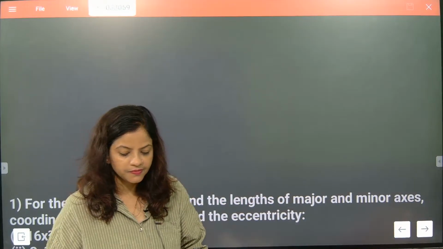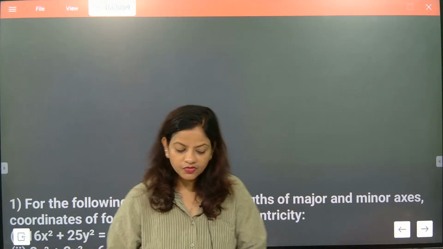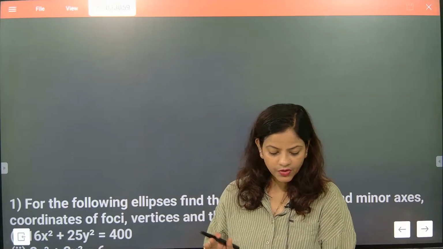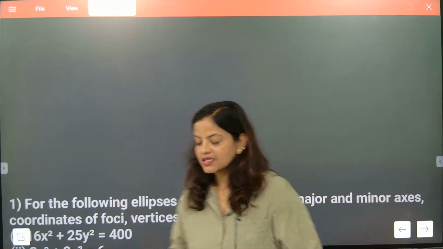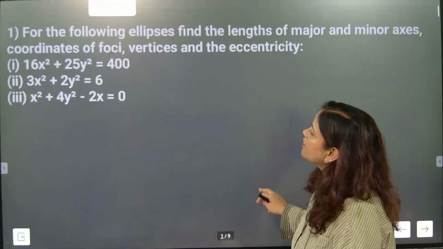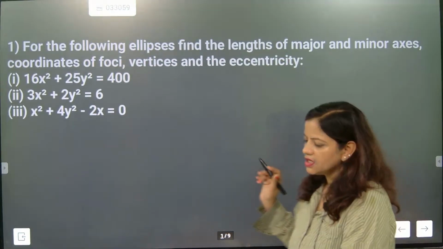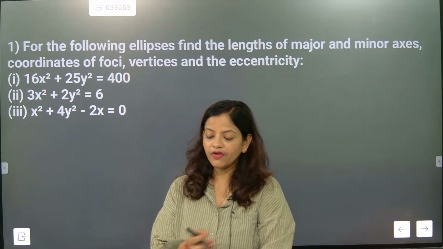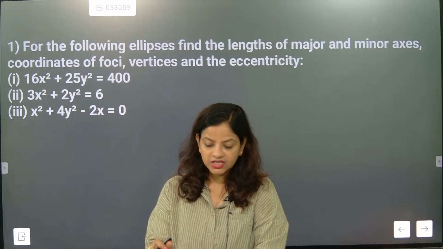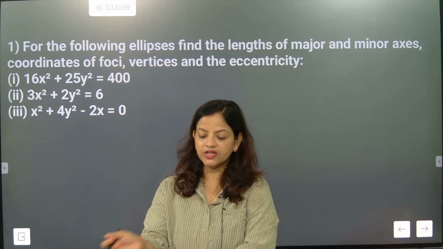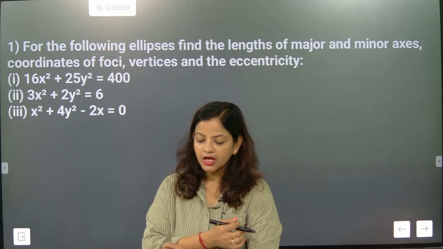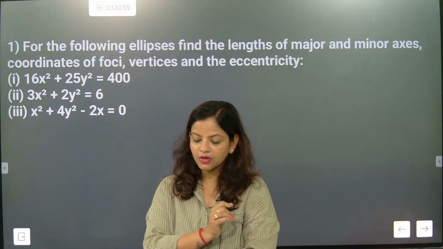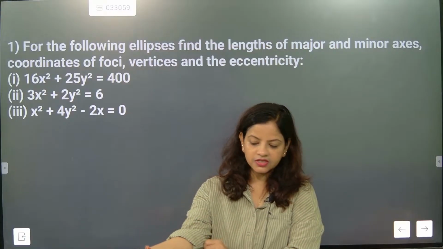Good morning, Praja. Now look at it. We are starting ellipse questions. Last class we studied about ellipse. Now we are going to solve questions of ellipse. These are some of the questions given. By seeing the question, we need to find the minor axis, major axis, coordinates of focus, vertices, and eccentricity. So how to catch and how to solve the questions? Let's start with this.